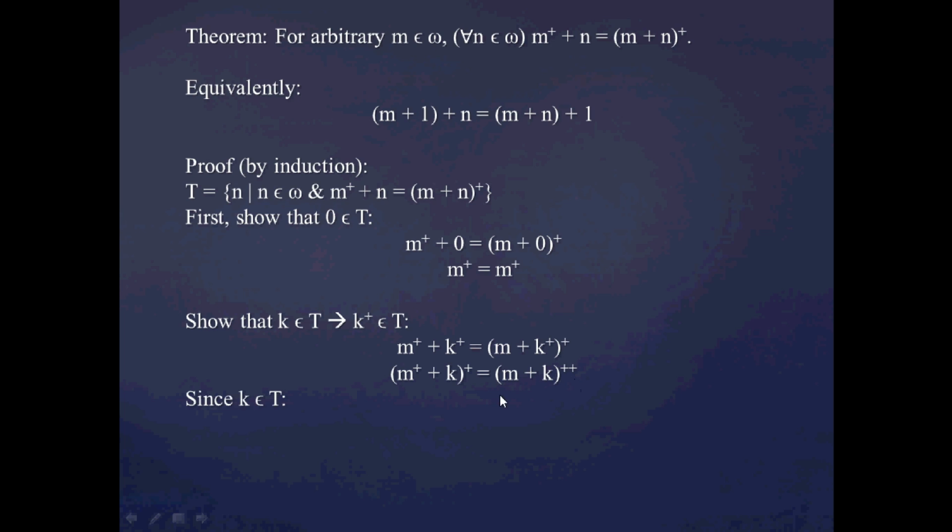Okay? Since k is in T, going back up here, I know that m⁺ plus k is equal to m plus k, all successor. So I'm going to use that in the substitution right here. So m⁺ plus k is equal to m plus k with a successor, another successor on the outside. So now I have two successors on the outside. And I just see that the left and right hand sides are equal. So if k is in T, then k⁺ is also in T. So T is equal to omega, and that completes the proof.